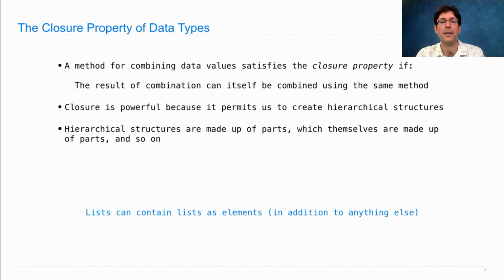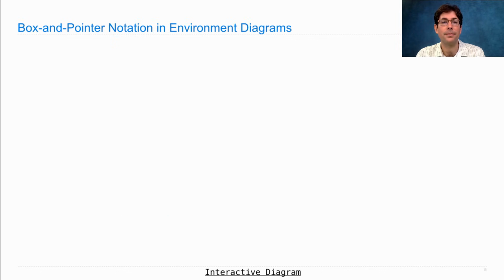So the important point here is that lists can contain other lists as elements, in addition to anything else. And that means that we need a way to keep track of what's inside of what. That's where we use box and pointer notation.